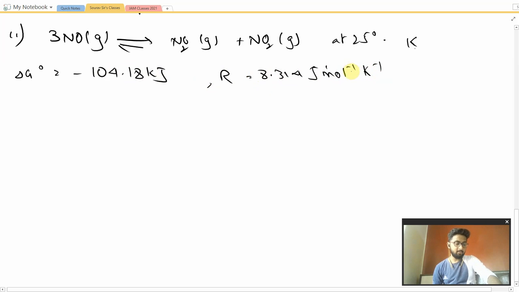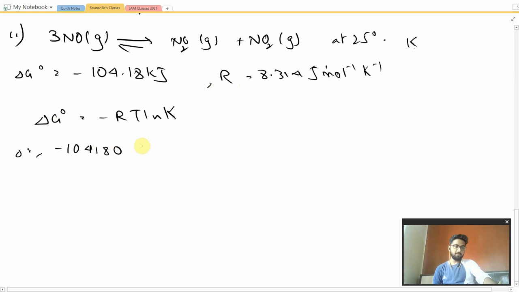Let me just solve it for you. We know the very basic formula which relates the delta G and K values. That is, delta G naught, the standard free energy, is equal to minus RT ln K equilibrium, which is the equilibrium constant. Let us put the values over here. This is given in kilojoules, so we have to convert to joules, because we are taking R in joules also. So minus 104,180 is equal to minus 8.314 into T, and T is given to be 25 degrees Celsius, which is equal to 298 Kelvin.